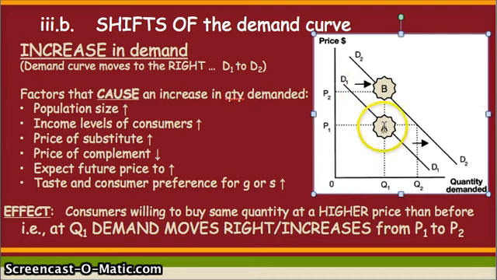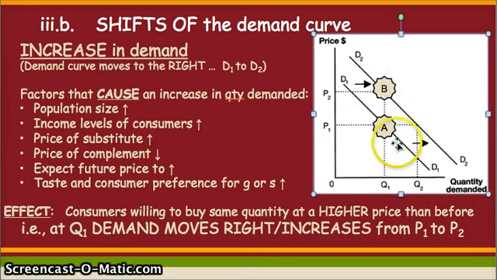Also, expected future prices can have an impact. So let's say people expect the future price to increase, then they will buy more now. Demand increases now from D1 to D2. Tastes and consumer preferences for the good or service go up. So all of a sudden, it's the in thing. Everyone's in favor of it. It's the thing to be buying and to be seen owning. So everyone will buy more of it. It is in higher demand, and demand increases. The demand curve moves to the right.